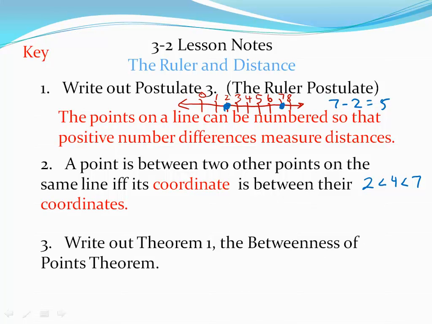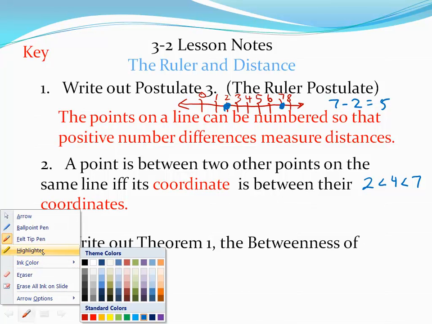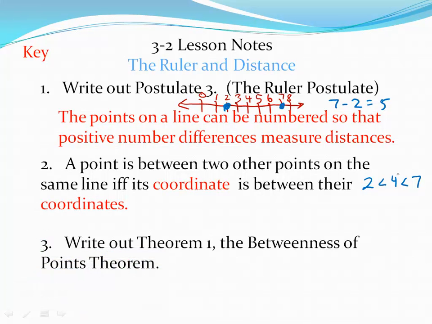So that's mathematically a way that you could express that. You could say, look at 4. 4 is between 2 and 7. So that's how we know that the point is between these two other points, 2 and 7. Don't outthink yourself on that one either. It's just the way it seems.